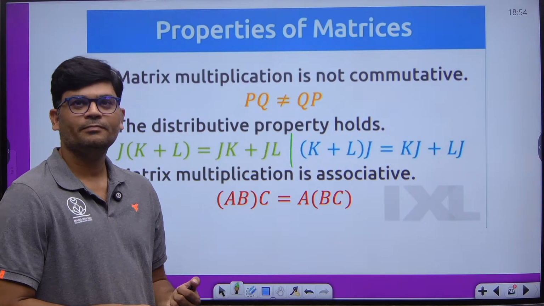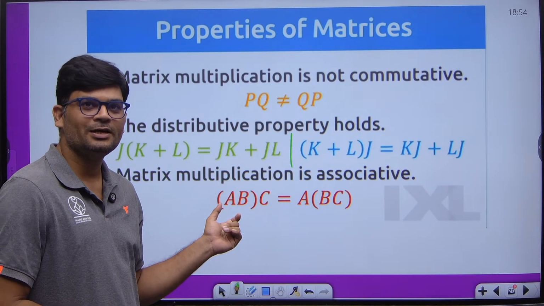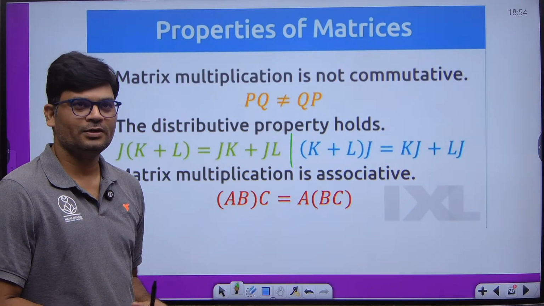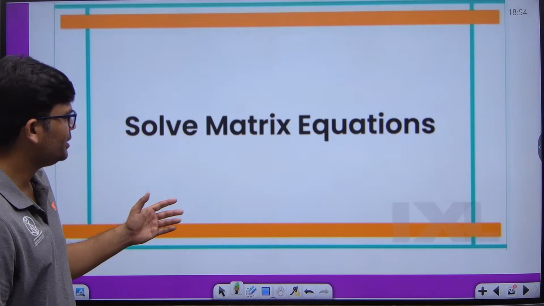Done? Yes. So matrix multiplication is associative as well. You can multiply BC first and then multiply by A, or multiply AB first. You can do it either way. But I think I never saw any questions multiplying three matrices.